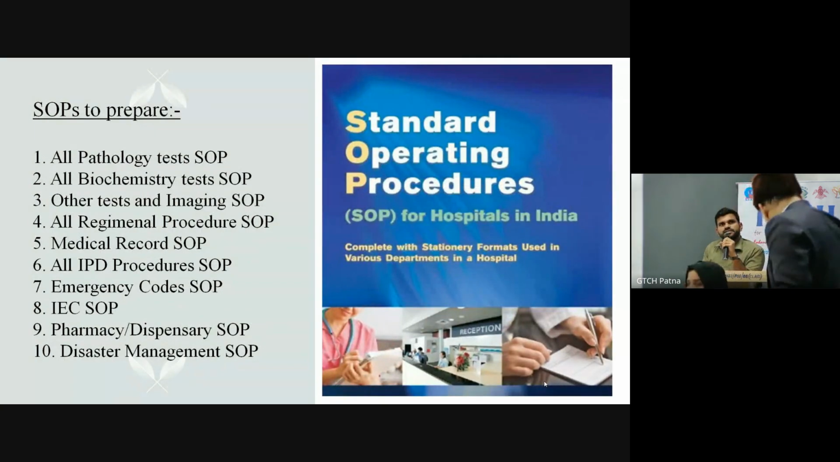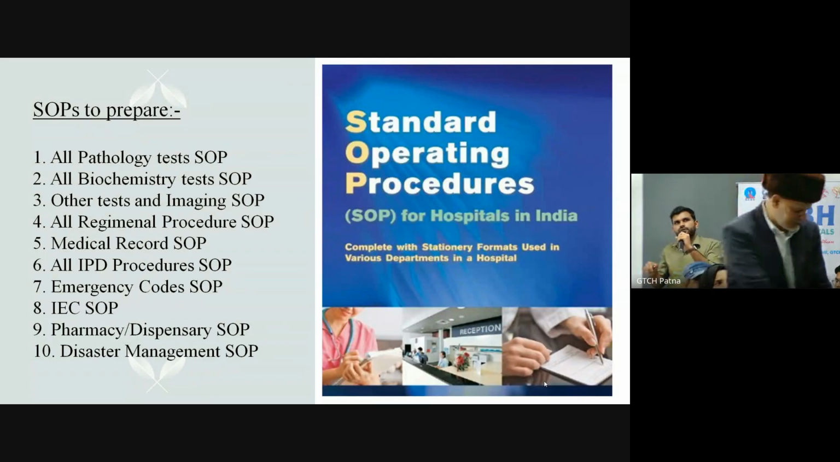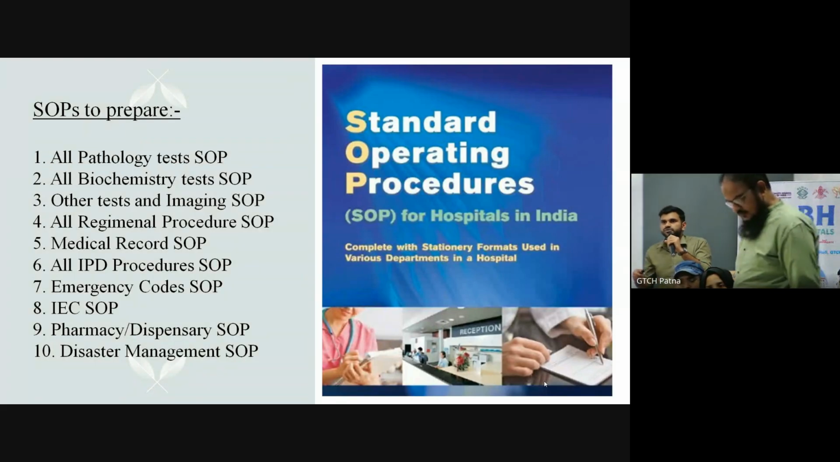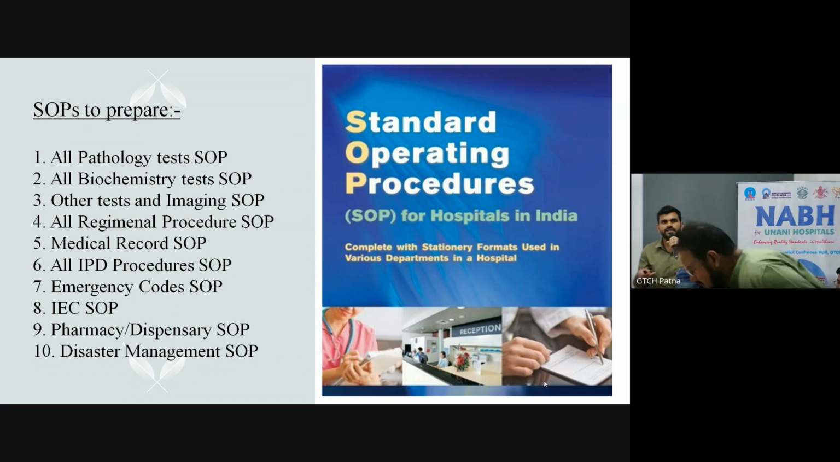These are some SOPs that need to be prepared. As I already told you: pathology test, biochemistry test, other tests, regimen and procedure for each and every procedure. Wet cupping के लिए अलग SOP, dry cupping के लिए अलग SOP. And SOP अगर आप एक स्टैंडर्ड मान के चलें कहीं और से, for example CCRM has also published a SOP that can also be a standard, but we have to make it for our own so that it could reflect our services. Next are all IPD procedures, all emergency codes SOP, IEC SOP, pharmacy dispensary SOP, and disaster management SOP.